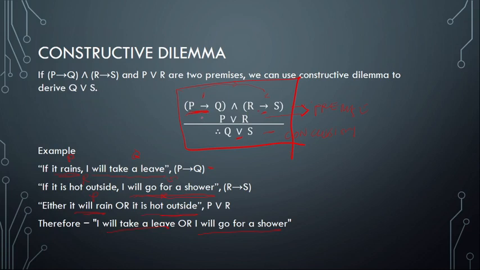That's the constructive dilemma. If P then Q, and if R then S. The next premise is P or R. Therefore, the conclusion is Q or S. For example: take a leave, or I will go for a shower.